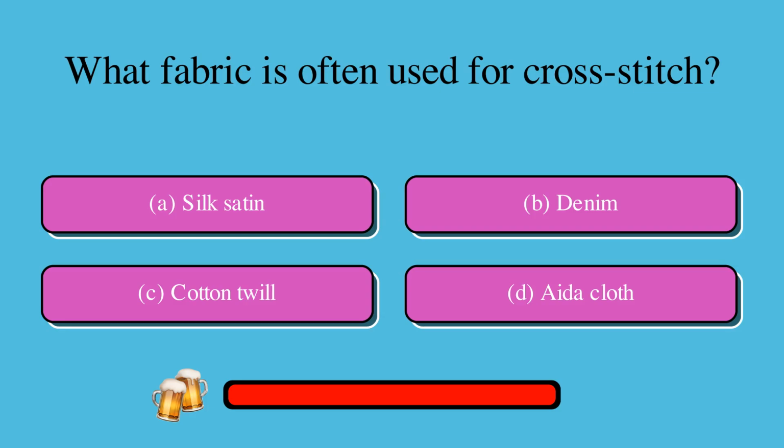What fabric is often used for cross-stitch? Is it A, silk satin, B, denim, C, cotton twill, or D, Aida cloth? The correct answer is D, Aida cloth.